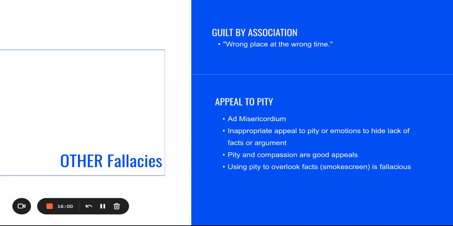Other fallacies: guilty by association. You're at the wrong place at the wrong time. Appeal to pity. Inappropriate appeal to pity or emotions to hide the lack of facts or arguments. So I don't have a lot of good information, but I'm going to appeal to your sense of empathy.